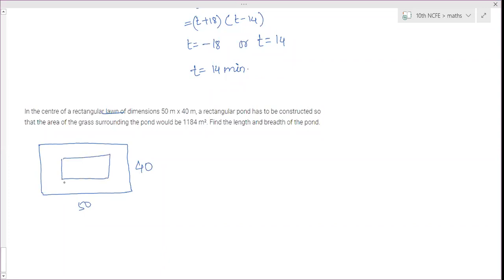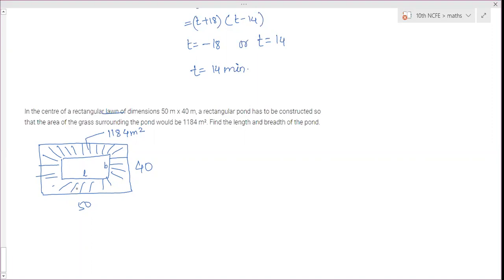So this pond, the area of this outside part in between, this one intermediate part. So this part area is 1184. Area of this is 1184 meters square. Find the length and breadth of the pond. So what is the length?